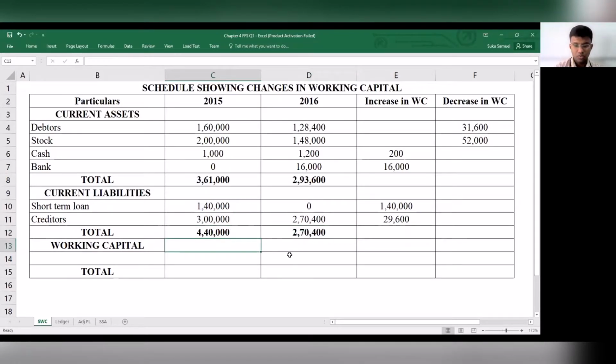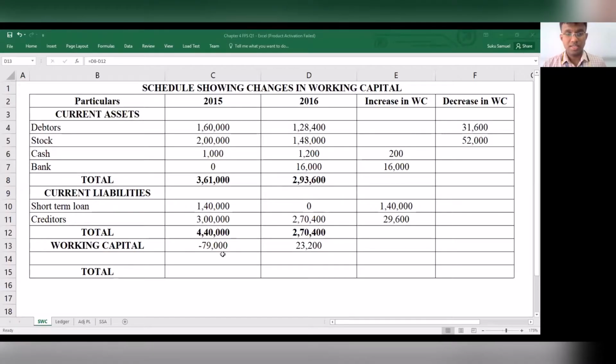Now we have to calculate the working capital. How do we calculate working capital? We take the difference between current asset and current liability. Working capital in the first year is minus 79,000, and second year it is positive 23,200.